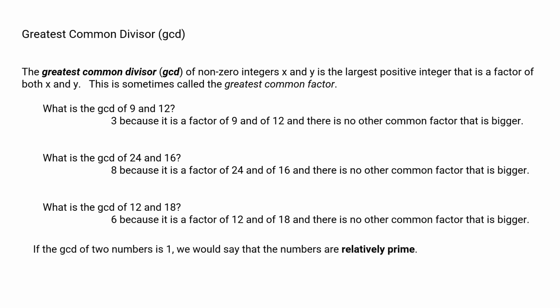If we find that the GCD of two numbers is a 1, then we would say that the numbers are relatively prime. Any two numbers would have a GCD, but maybe the greatest common divisor is just a 1, because any number has a factor of 1. So if we've got two numbers and the largest factor they have in common is a 1, then they don't have any other common factors, and so we would say that those are relatively prime.